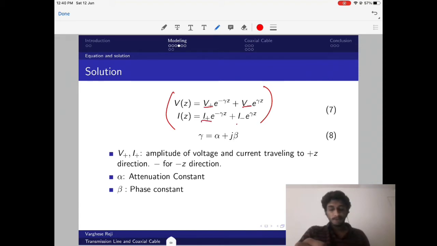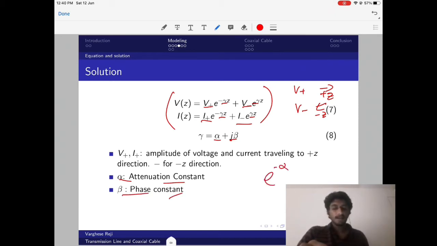See, there will be V plus, V minus, and I plus, I minus. V plus stands for the wave traveling in the plus Z direction, and V minus stands for the wave traveling in the minus Z direction, meaning coming back. Similarly, I plus stands for the plus Z direction, I minus stands for the minus Z direction. And I have introduced a new quantity gamma here. This gamma is actually a complex number, so we can write it like this. Physically, alpha means the attenuation constant and beta stands for the phase constant.